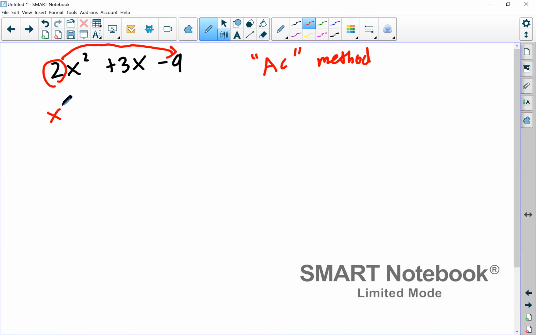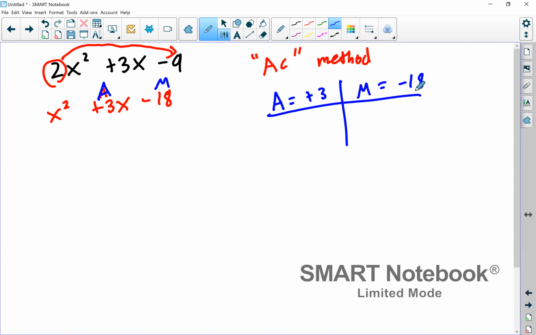So now we have x squared plus 3x minus 18. Now we do our AM, where our a is a positive 3 and our m is a negative 18. Since the m is negative, we know we have to multiply a positive and a negative, and we have to get an answer of positive 3.